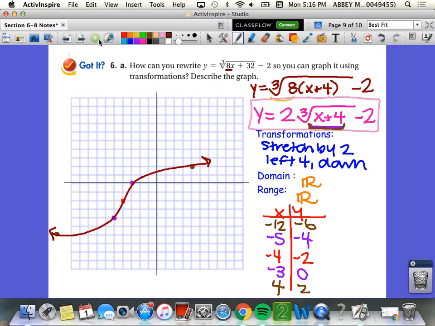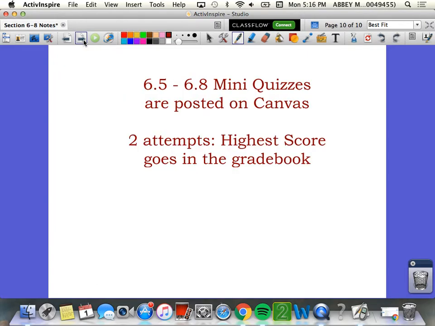All right. That finishes up graphing radicals. On Canvas, I've posted some mini quizzes since I know we didn't get to quiz over the second half of this module. So on Canvas, there's a 6.5, a 6.6, 6.7, and a 6.8 mini quiz. And you get 2 attempts, and your highest score is what's going to go in the grade book. So you have 2 chances.